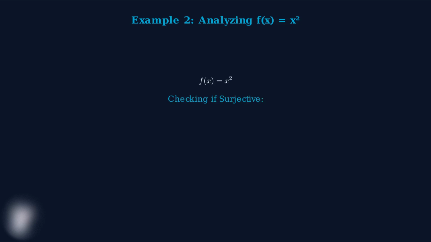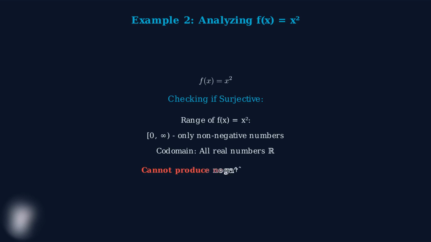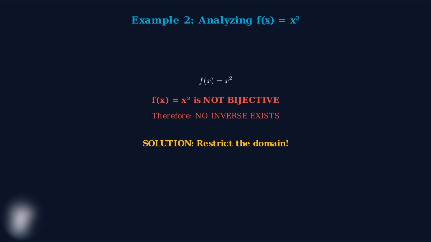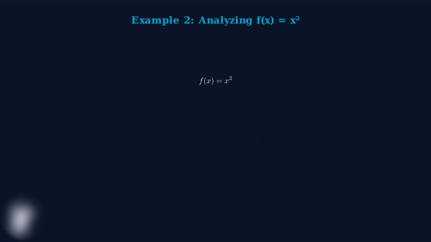Now let's check if the function is surjective. For f of x equals x squared with domain of all real numbers, the range is all non-negative real numbers. But if our codomain includes negative numbers, then the function is not surjective. Since f of x equals x squared is neither injective nor surjective, it is not bijective, and therefore has no inverse. However, we can fix this by restricting the domain to make it bijective.